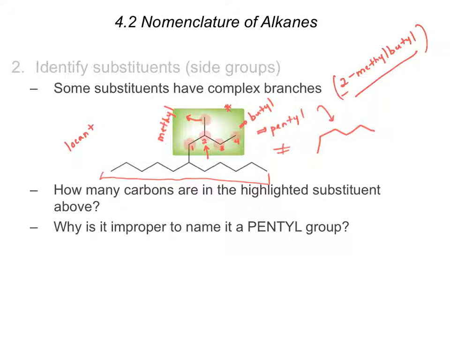Now, this whole numbering thing we're going to come back to because we have to do it with the parent chain as well. So hopefully it'll make a little bit more sense. But as a note, right now, anytime we separate a number from a letter, we always use a dash. Okay? So that's why I knew to put 2-methyl, because I was giving a number, the actual locant, and then I was going into a letter. So we always separate those two via a dash.